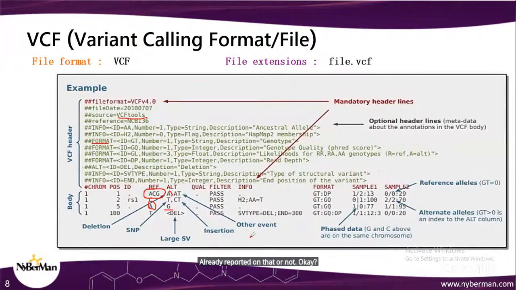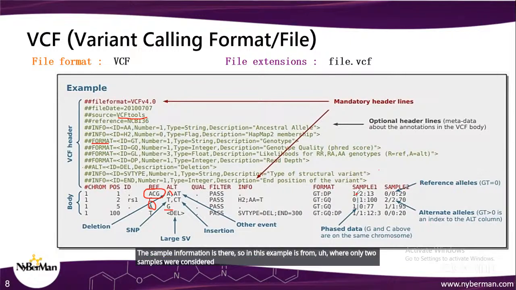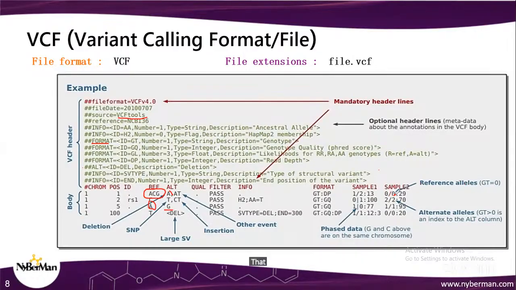Okay, similarly there will be different other columns within your VCF file, and at the end you can see the sample information. This example considers only two samples, and the values are given based on the reference alleles and the alternate alleles. If it is the reference allele, then it will be mentioned as 0. If the alternate allele is more than 0, then it will be mentioned as 2.